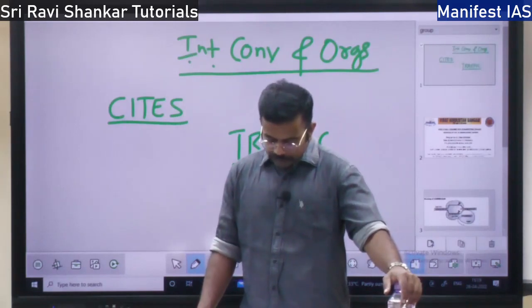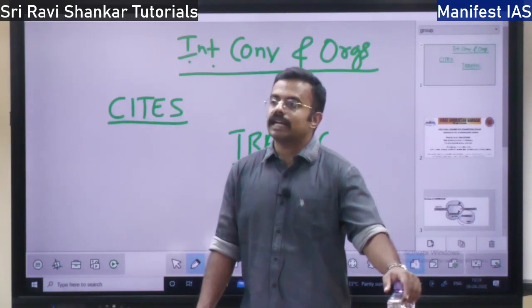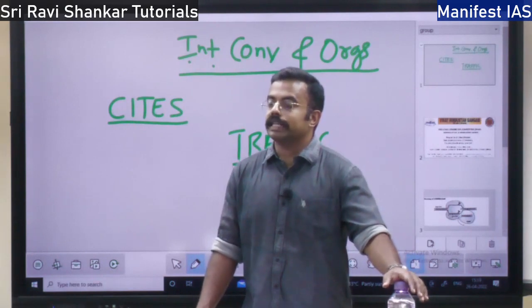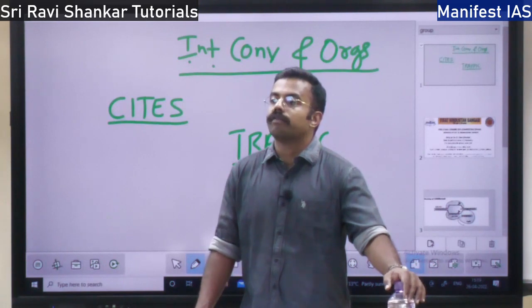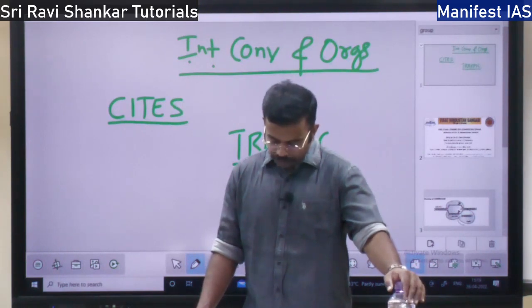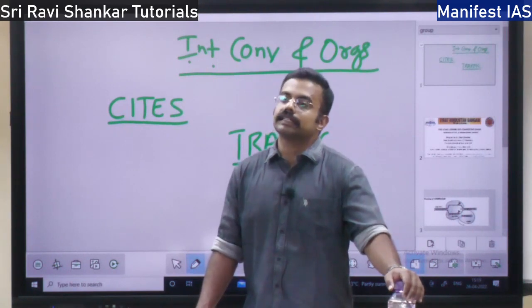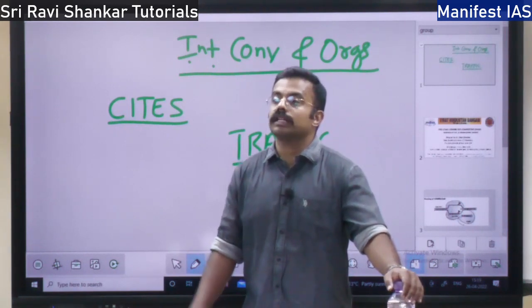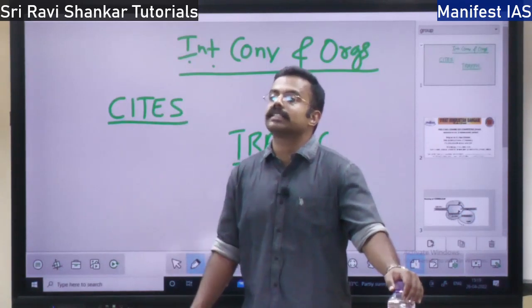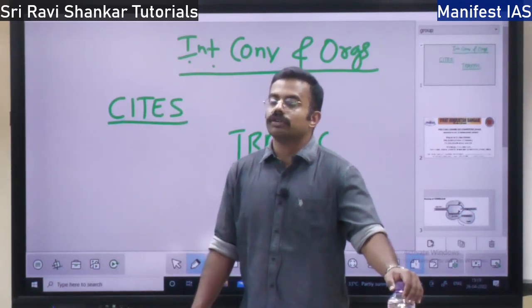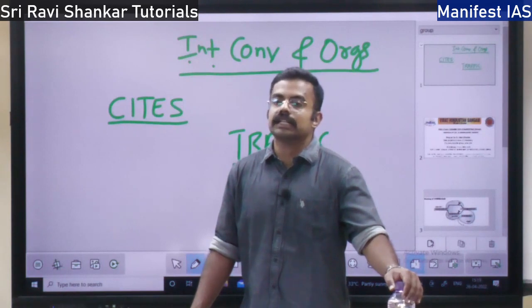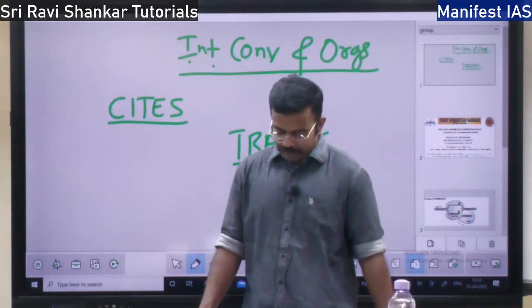Appendix 2 animals are not threatened with extinction, but there is a probability of these animals going into extinction. So it encourages the range states. The countries which fall in the migratory route are called range states, range countries. So this convention encourages the range countries to take appropriate measures in order to protect the migratory species.